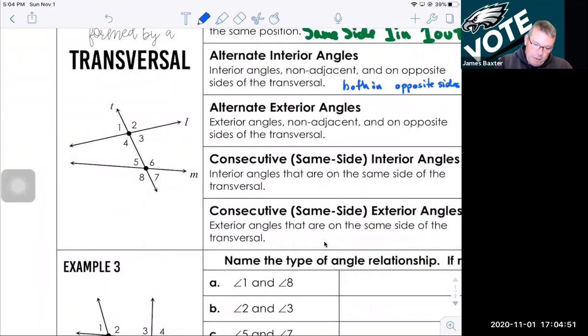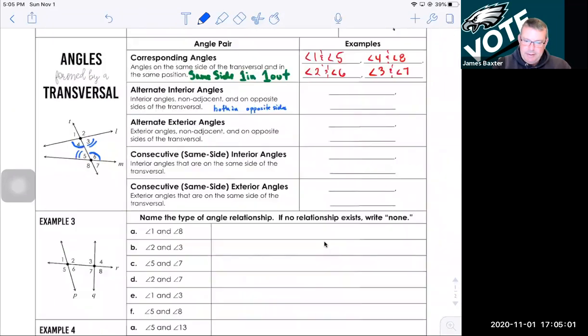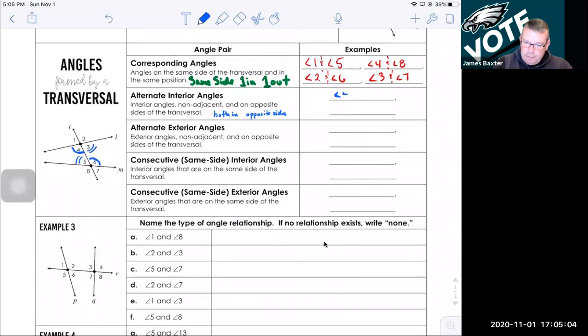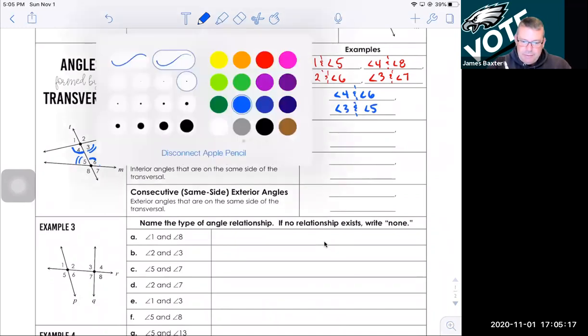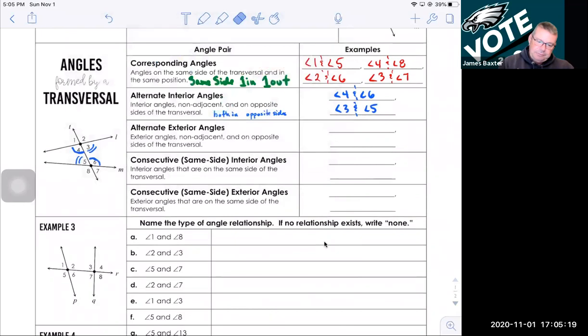So for example, alternating interior would be angle 4 and angle 6. And then the other set would be 3 and 5. All of those angles are on the inside. So angle 4 and angle 6 and angle 3 and angle 5. That is alternating interior angles. And the next one's pretty nice if you understand that. The next one is alternating exterior angles.